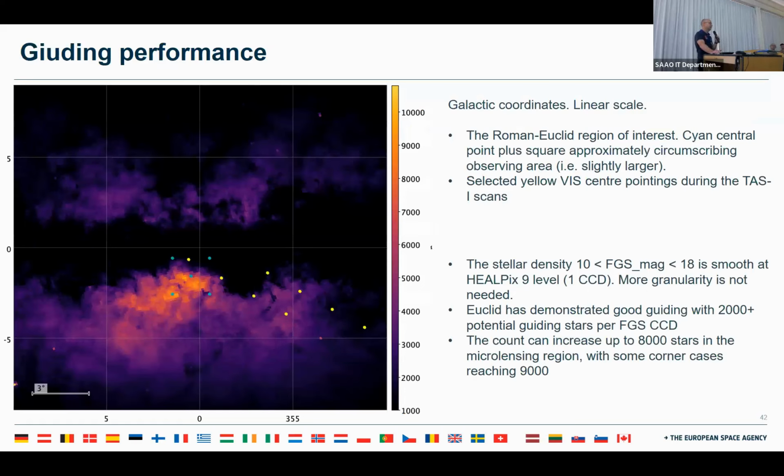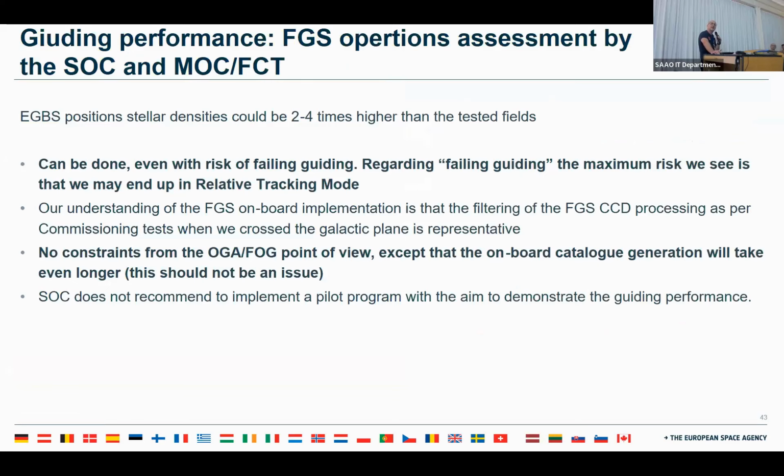In terms of the guiding performance, during the commissioning phase we were close to the Galactic Bulge, and although not up to 8,000 or even 9,000 stars density, 2,000 stars density were already observed. So we are sure that we can operate that. There is still a little bit of risk that something goes bad, but according to the FGS experts, worsening or failing guiding is not really what we expect. What could happen is that from absolute tracking mode we move to the so-called relative tracking mode, but from the quality of data, essentially there is no difference.